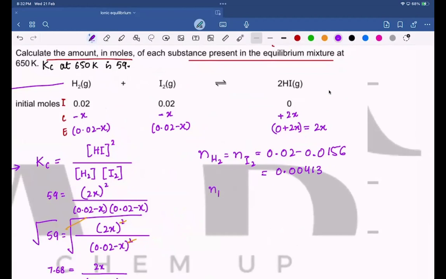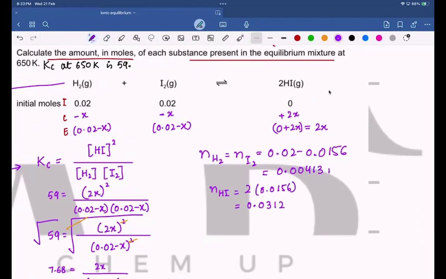Yes. Now moles of hydrogen iodide. So it's 2x, right? So the change is 0.0156. So 2 times 0.0156. What will be the answer? 0.0312. So see, that's how we got the moles of hydrogen and iodine at equilibrium and hydrogen iodide at equilibrium.